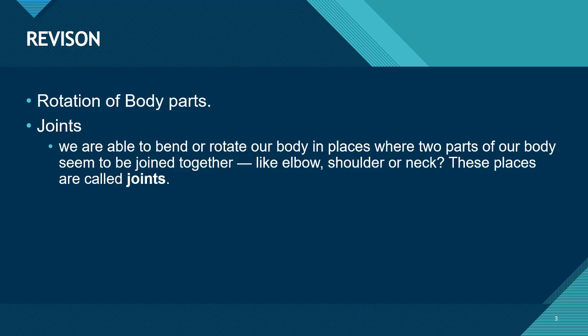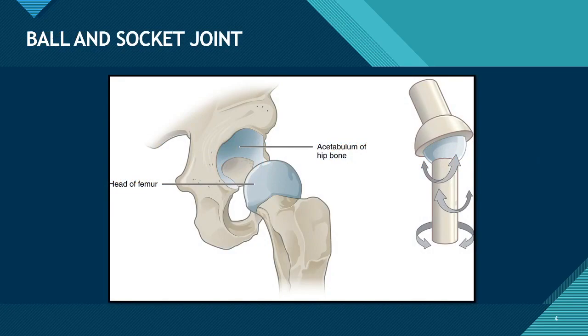So first we have seen joints, right? We are able to bend or rotate our body in places where two parts of our body seem to be joined together, okay? Like elbow, shoulder or neck. These places are called joints. So now we know the definition of joints, right? The next we have is ball and socket joints.